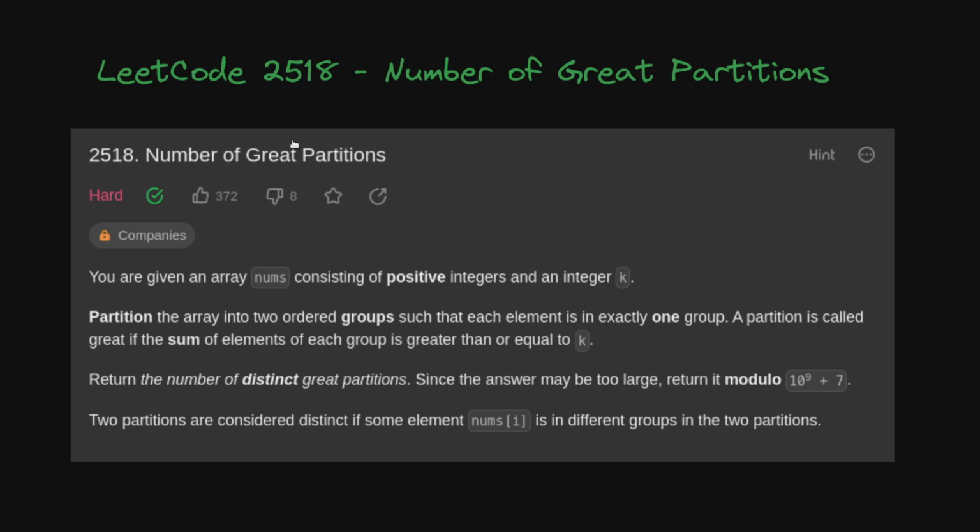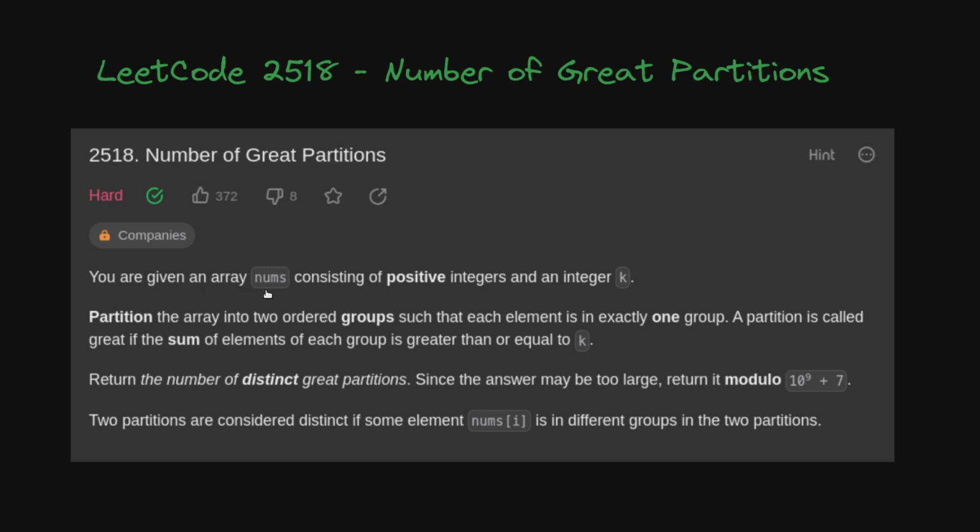Welcome back. In this video, we will go through a LeetCode problem, which is number of great partitions. This is a hard difficulty level problem, and I found it a bit interesting, so I thought of sharing it. So let's go over it.